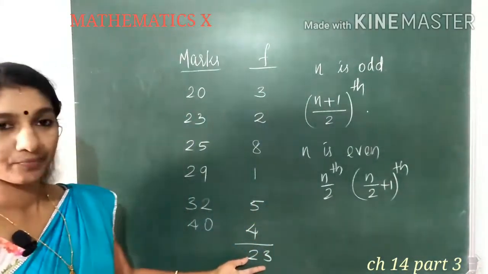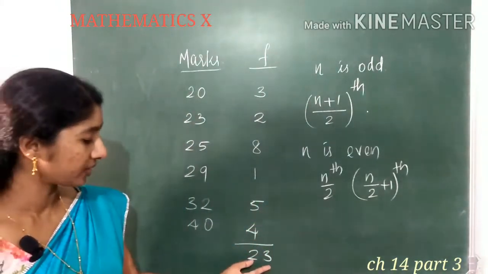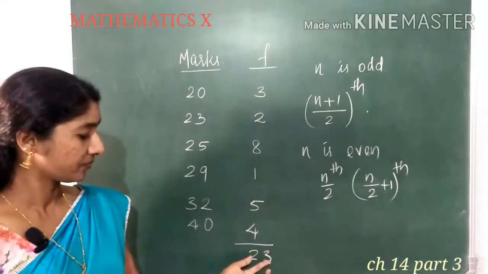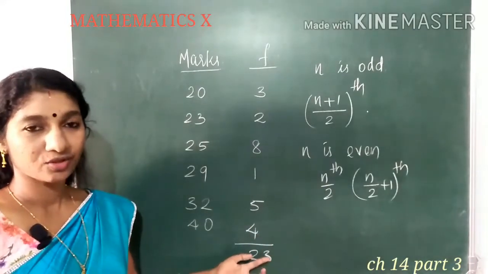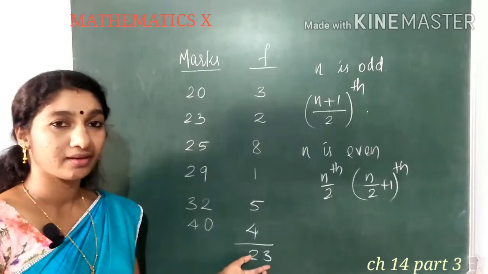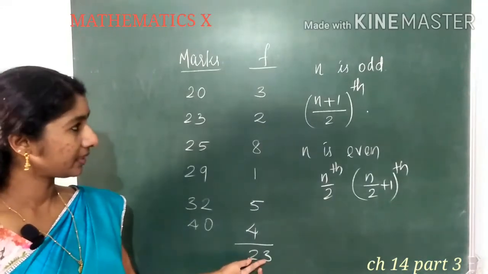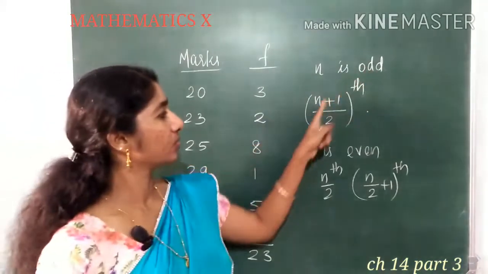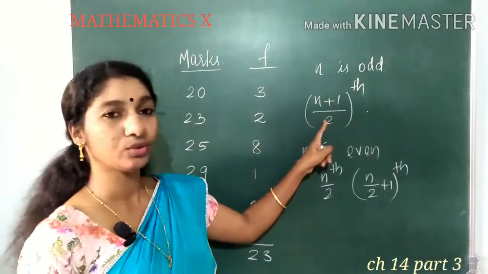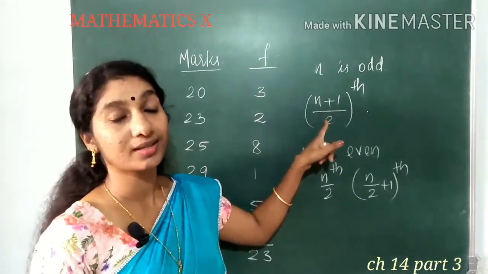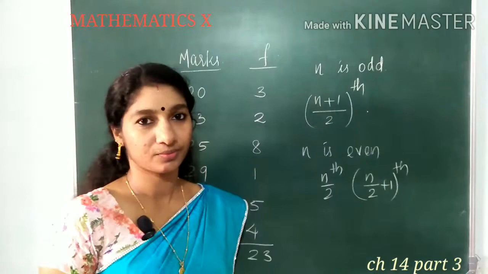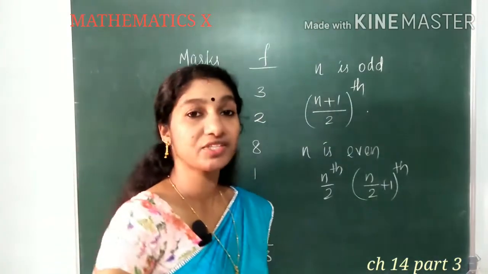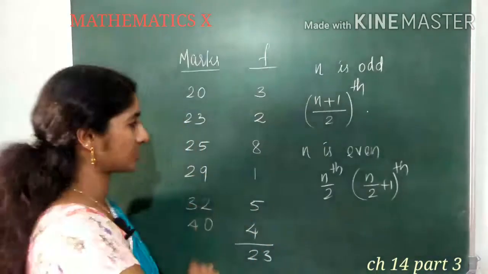Here 23 observations are there, that means 23 students are there. So which value will be the middle value? 23 is an odd number. So 23 plus 1 by 2, that is 24 by 2, that is the 12th position value, is the middle value. So we need to find which value is coming in the 12th position.